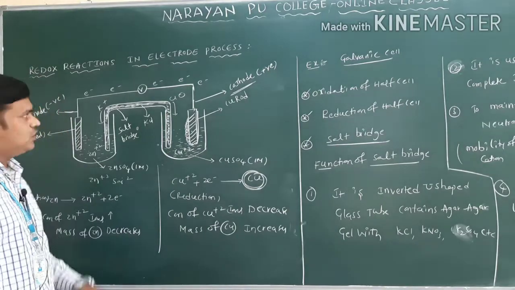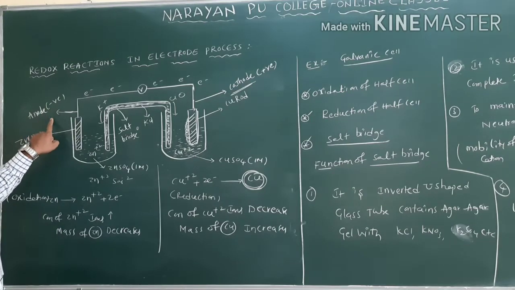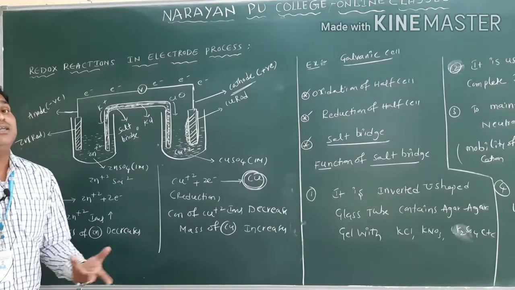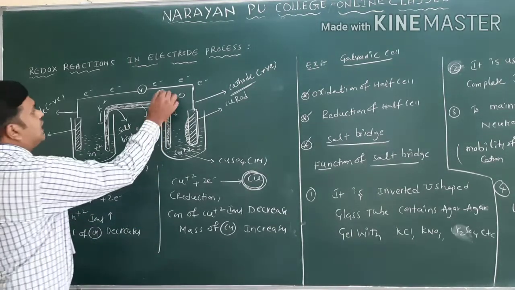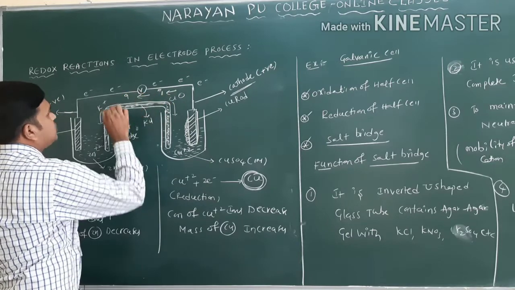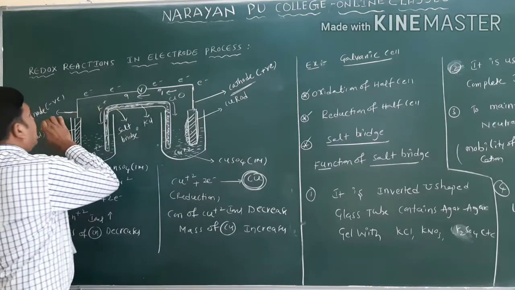This is the role of the salt bridge. Now electron flow takes place from anode to cathode, or you can say zinc to copper only. Then the current direction is in this direction: copper to zinc, or you can say cathode to anode only.